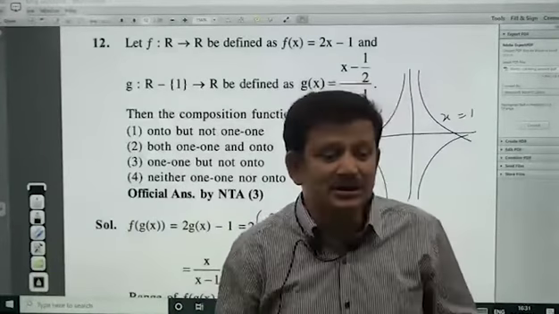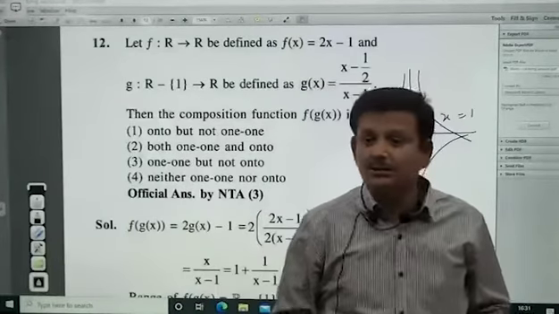And all monotonic functions are 1-1. So it is 1-1 but not onto, option 3. That's what is given. Is it clear? Linear by linear is a rectangular hyperbola. So either it will be a decreasing function or increasing function based on the constants.